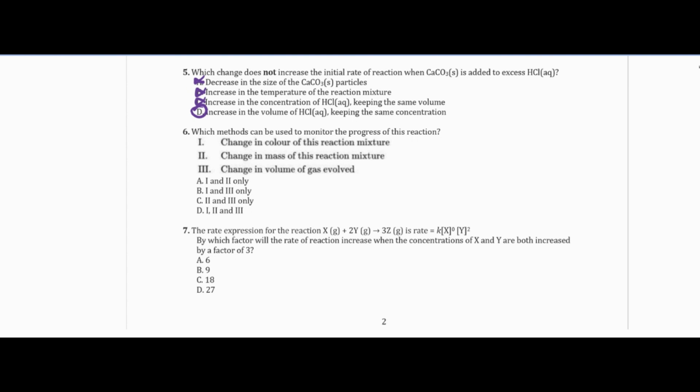6, which methods can be used to monitor the progress of this reaction? Change in color, yeah. Change in mass, change in volume, yeah. So that will be D.